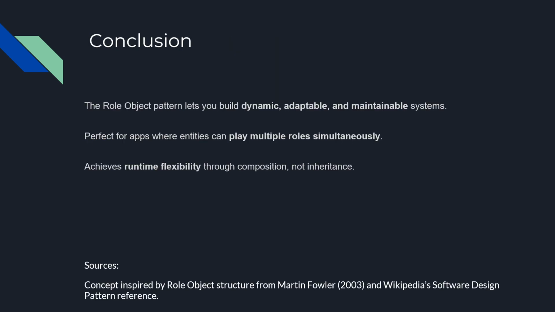And yeah, the conclusion, to wrap things up: the role object pattern lets us build flexible and maintainable systems where behavior can be dynamically assigned. It's perfect for applications where entities can play multiple roles simultaneously. By relying on composition instead of inheritance, we get runtime flexibility without the rigidity of deep class hierarchies. In short, we don't change who the object is, we change what it can do.